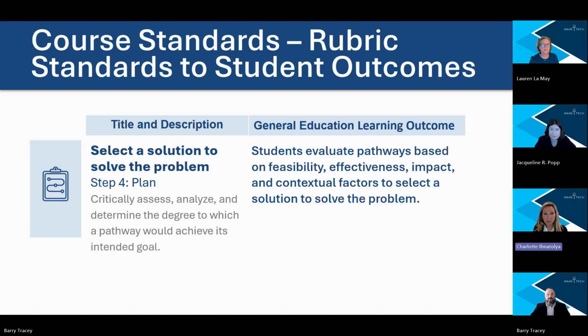In the 4th stage, plan, students evaluate pathways based on feasibility, effectiveness, impact, and contextual factors to select a solution to solve the problem. For example, students could develop an outline or a recipe, but can also be a more sophisticated plan for a plumbing system layout or a subdivision.